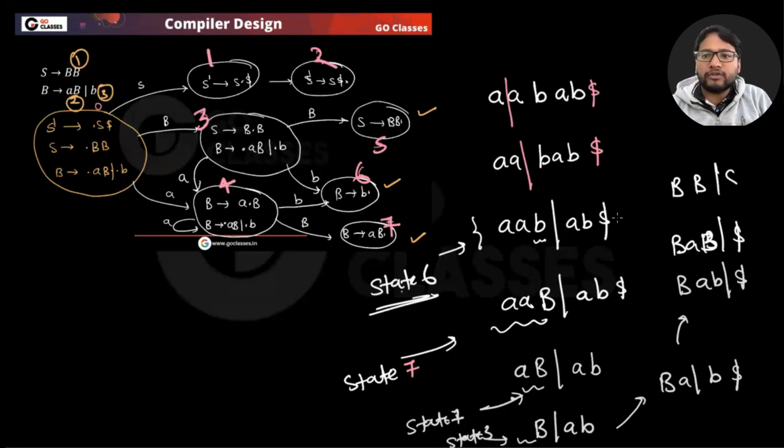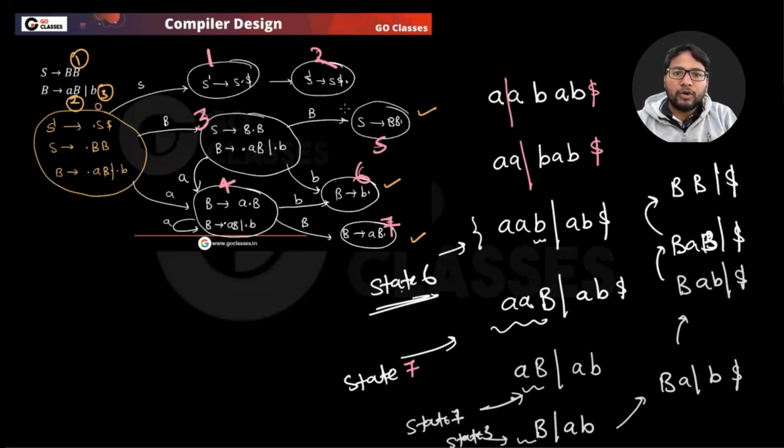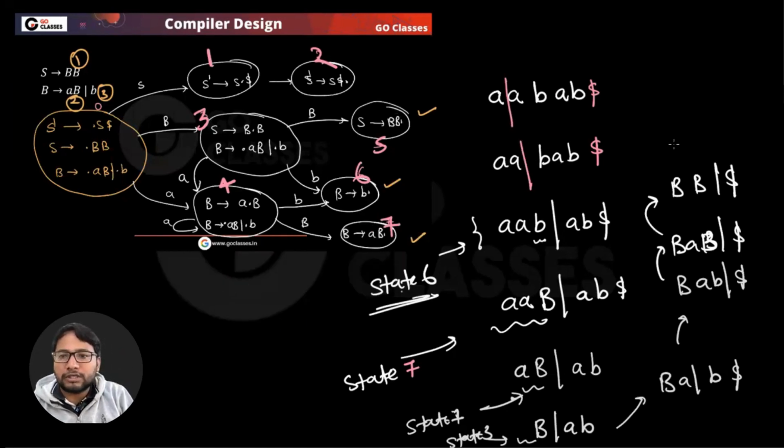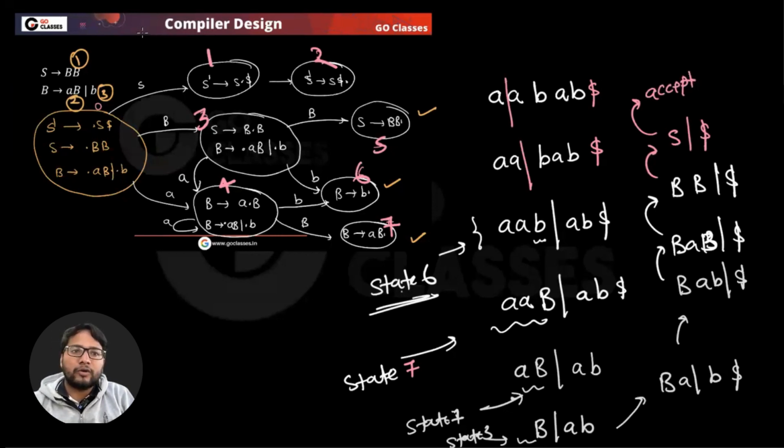Now can you tell me which state you are in? BB. You are in state number 5. Can you reduce? Yes. S dollar. Now can you tell me which state you are in? You are in state number 1. So it is an accept, right? It is an accept. I hope you understood. Let me know if there is an issue.